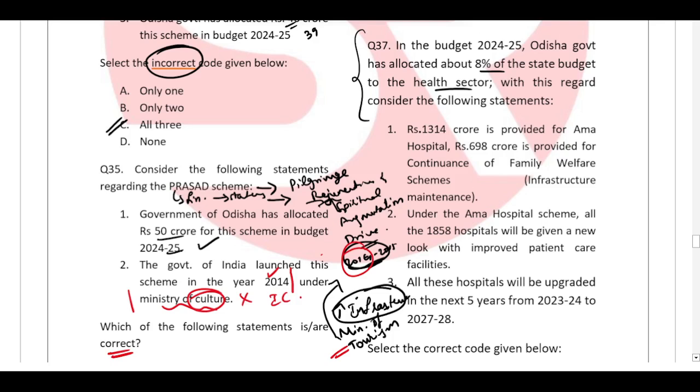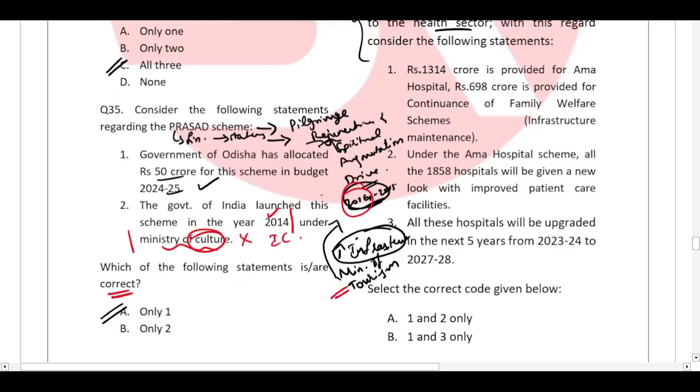In the budget 24-25, the Odisha government has allocated 8% of the state budget to the health sector. Consider the following statements. Rupees 1314 crore is provided for Amma Hospital. Amma Hospital means our hospital. So in order to improve the infrastructure in the hospitals and to ensure the sufficient manpower in the state-run health facilities, the government of Odisha started with the Amma Hospital concept in order to increase the infrastructure, improve the manpower. So the budget allocated so and so amount for the Amma Hospital scheme.